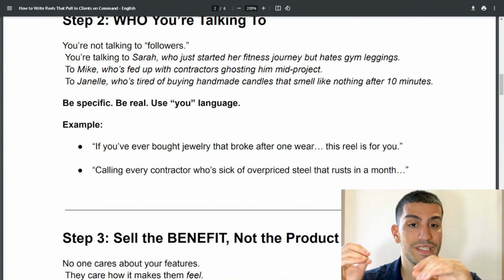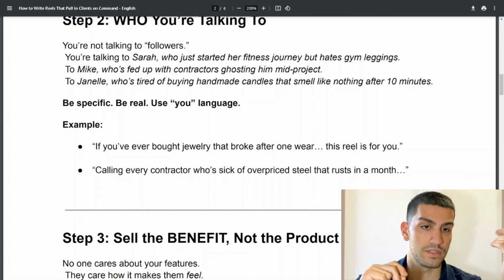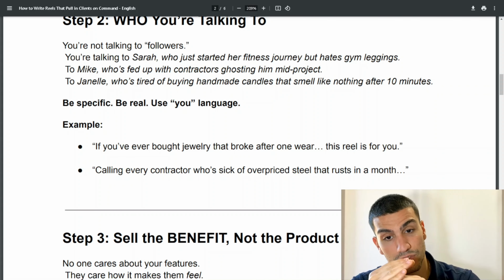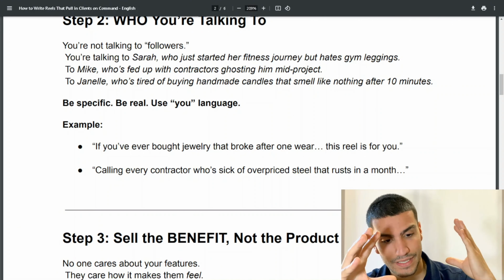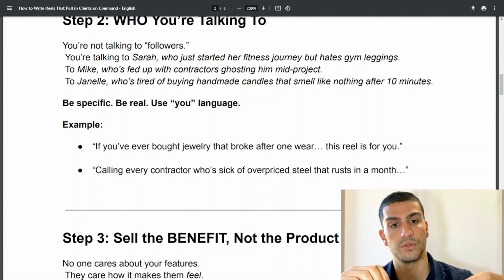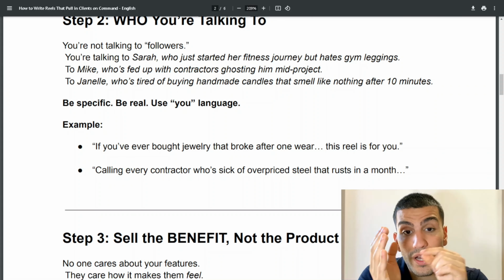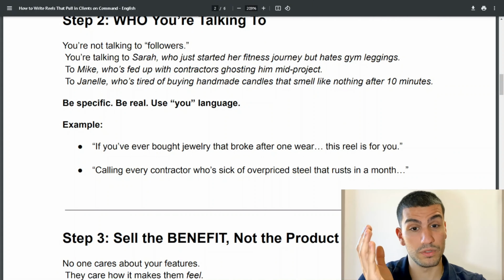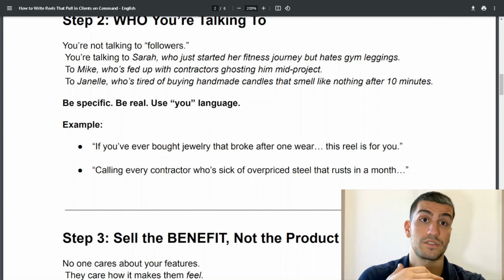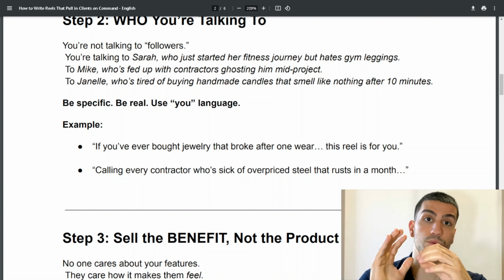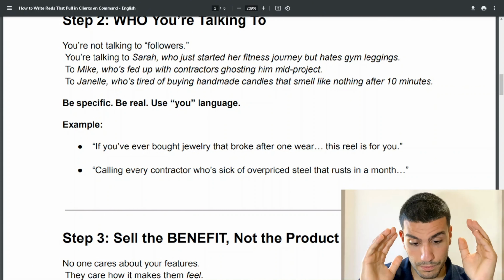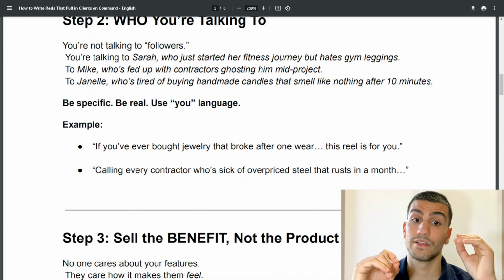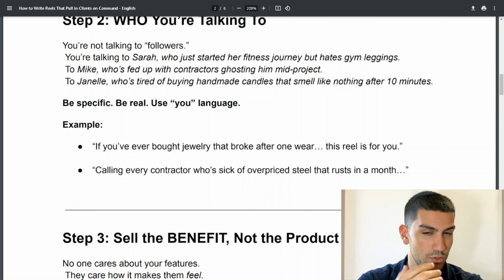Now, next example. Calling every contractor who is sick of overpriced steel that rusts in a month. What you hear, that's something I like, because you're saying every contractor, like yeah, if you are a contractor, this video is for you. You better watch it. Or if not only you are a contractor, but you are sick, you have this problem, you are sick of overpriced steel that rusts in a month, this video is exactly for you. You better watch it. So, be specific, be real, use the you language, speak the way they speak, talk the way they talk, get intimate with your ideal clients.